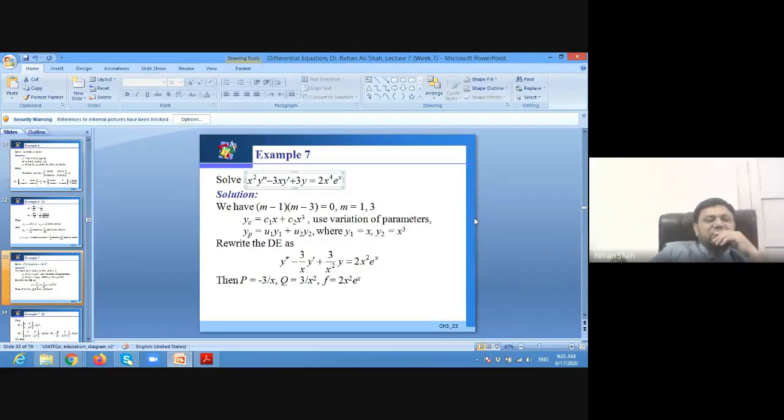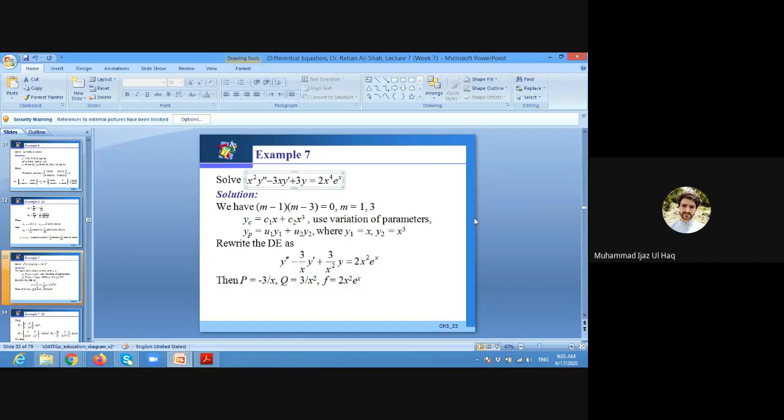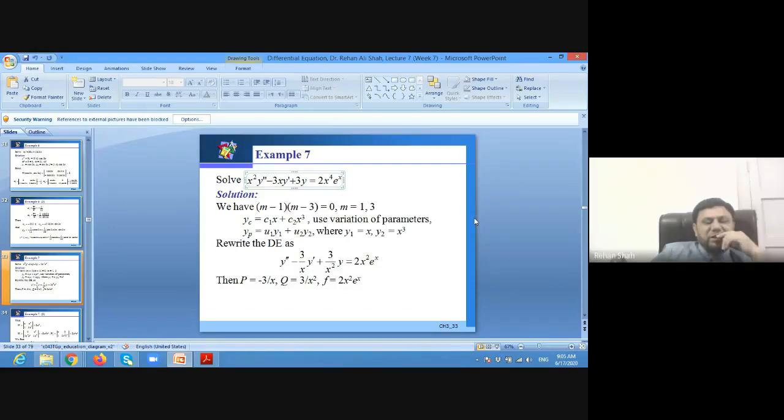Which equation do you see here? Which equation is this? This is example 7. Non-homogeneous differential equation? No, it is the Cauchy-Euler equation. So you will not write the characteristic equation, you will write the auxiliary equation.